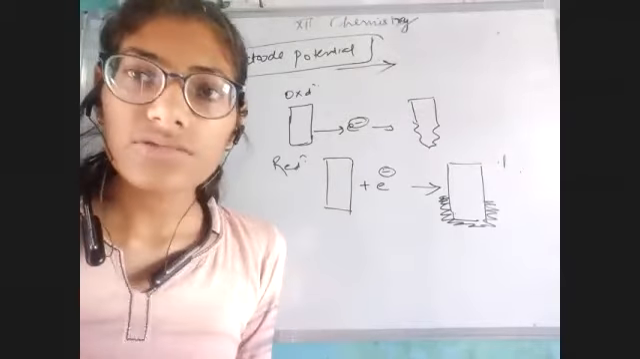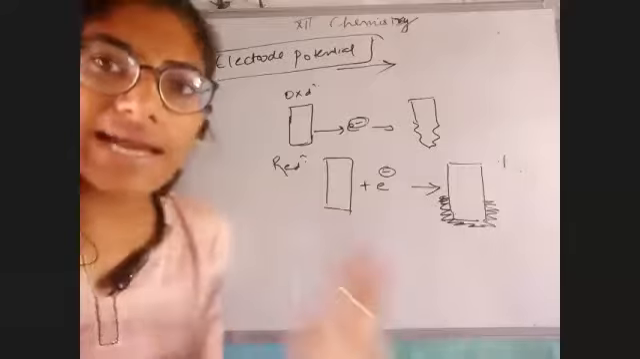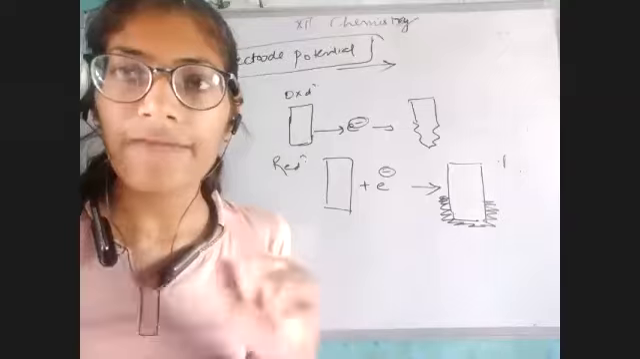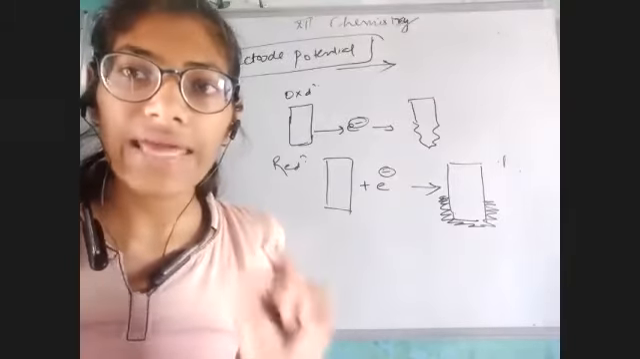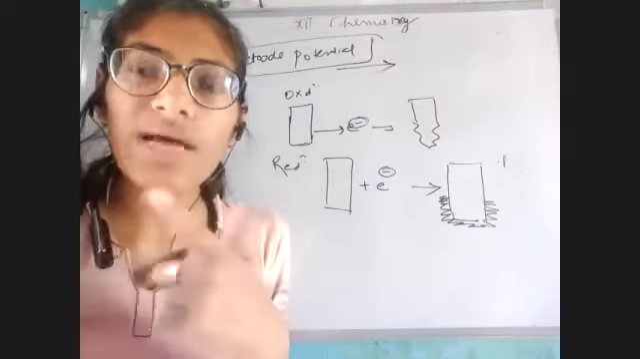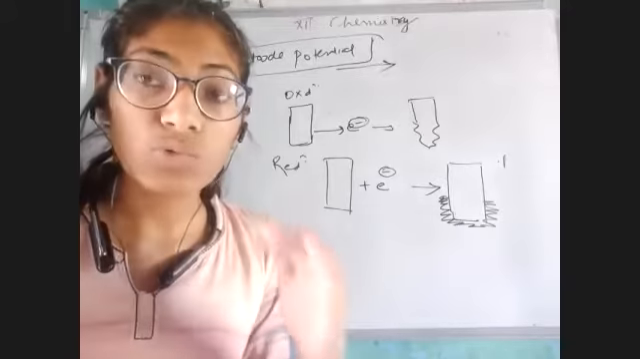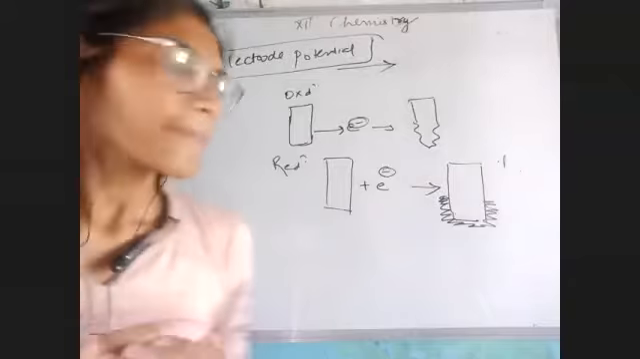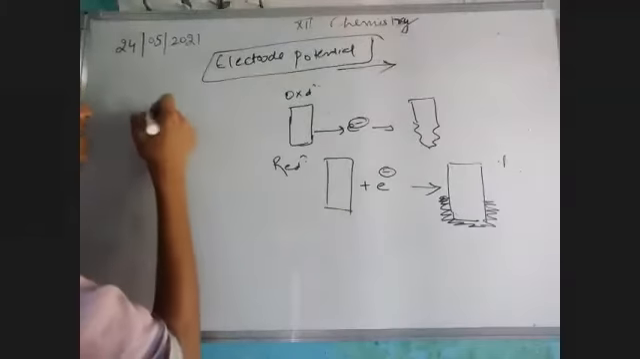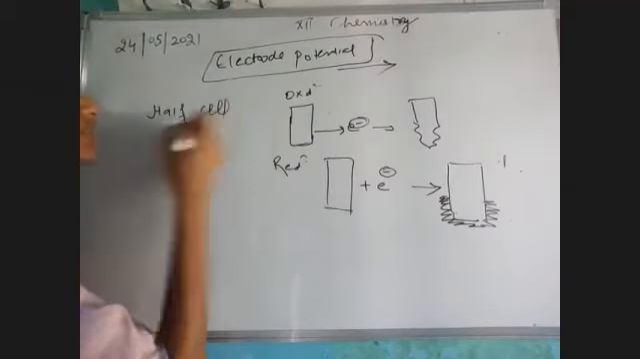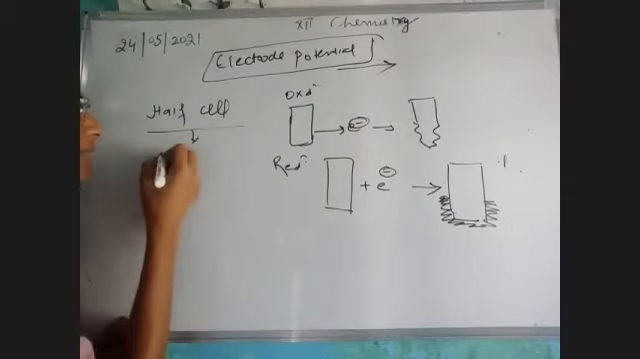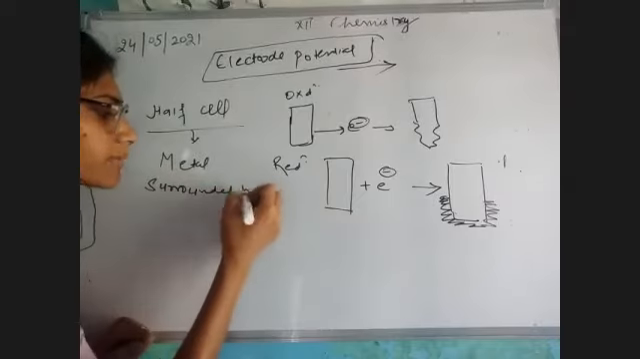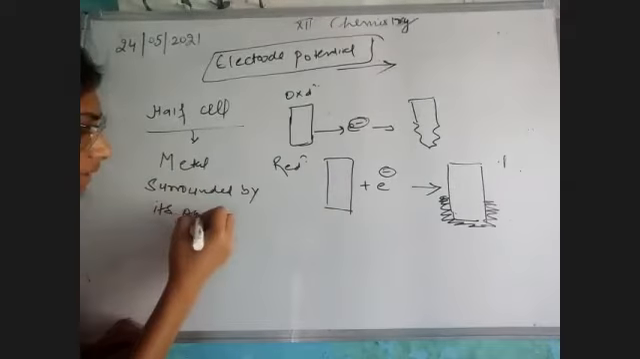So I just want to say electrode potential is the tendency of a half cell to gain or lose electrons. I would repeat it again. If we have our metal with its own ion solution, then it has the tendency to lose or gain electrons. That is known as electrode potential. Am I clear? You have studied that we call it a half cell when we have our metal surrounded by its own ions. You have studied that in our last class.